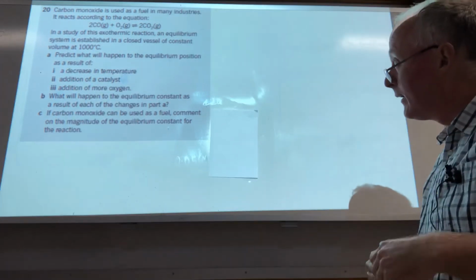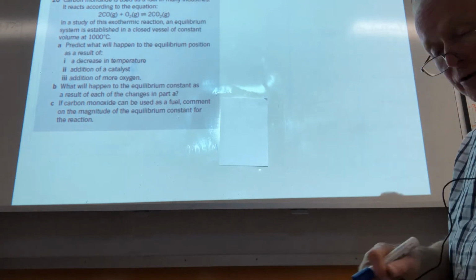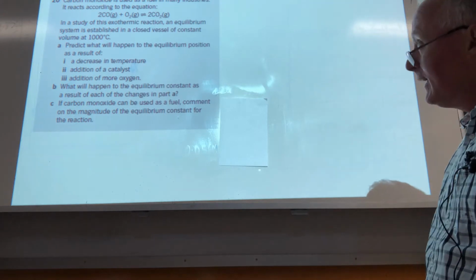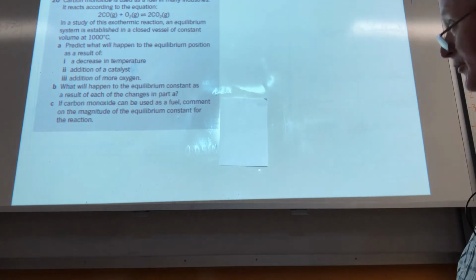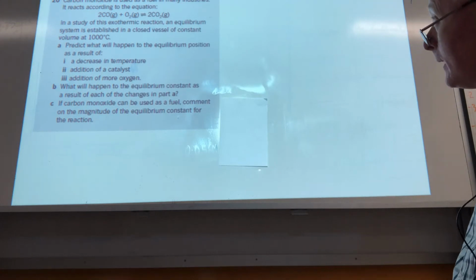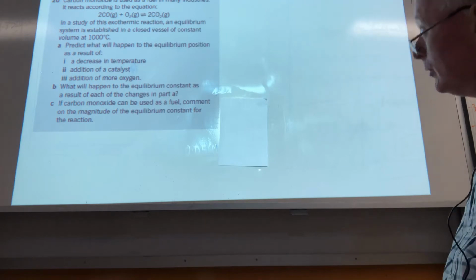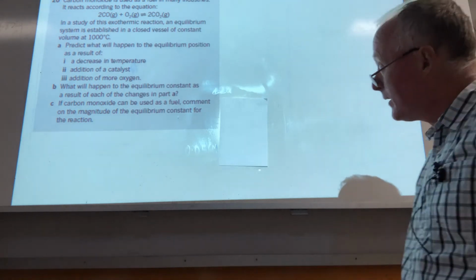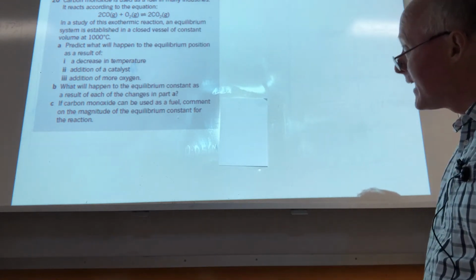Okay, just running over the answers to a couple of the Le Chatelier questions from the Chapter 8 textbook review. Question 20 asks us to analyse one of the industrial situations. What we're doing here is using carbon monoxide as a fuel in order to generate energy. As it says, it is an exothermic reaction. Delta H is negative.